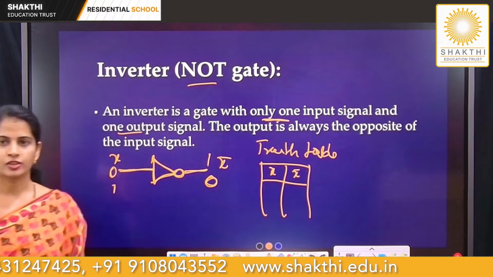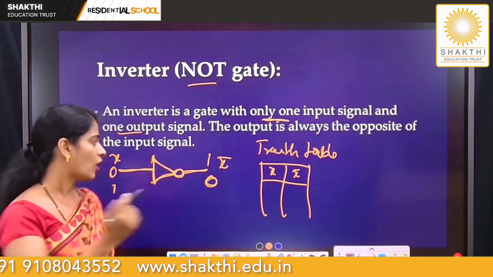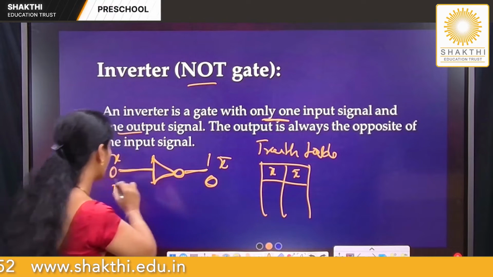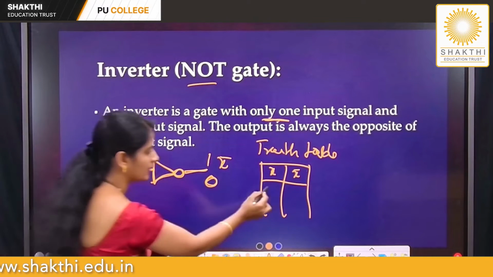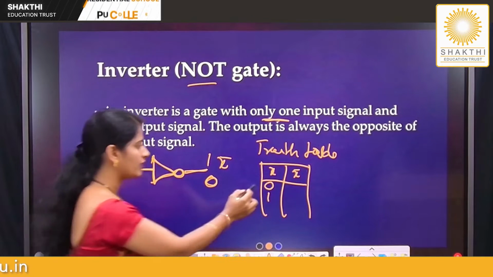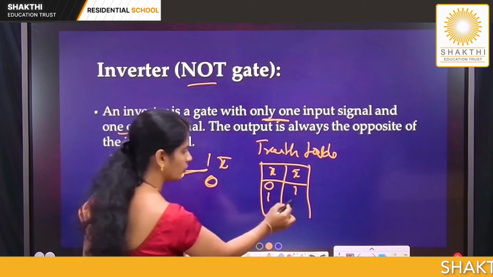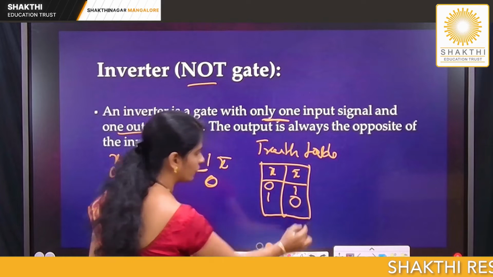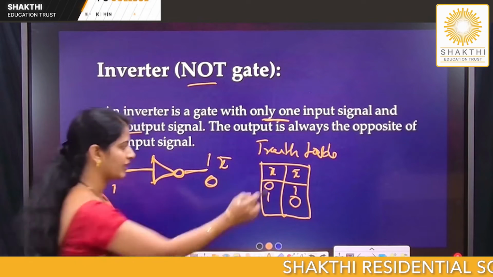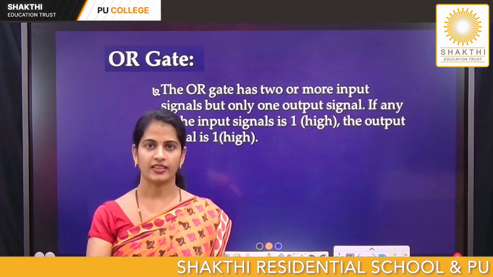So what do you mean by a truth table? A truth table is a table which contains all the possible input states and the output states they give. Here we have only one input, so the possible inputs are 0 and 1. What can you write for the output? If the input is 0, the complement of 0 is 1, and if the input is 1, the complement is 0. So the truth table for the NOT gate can be written with 0 and 1 as the inputs, and the outputs will be 1 and 0. The next gate is the OR gate.